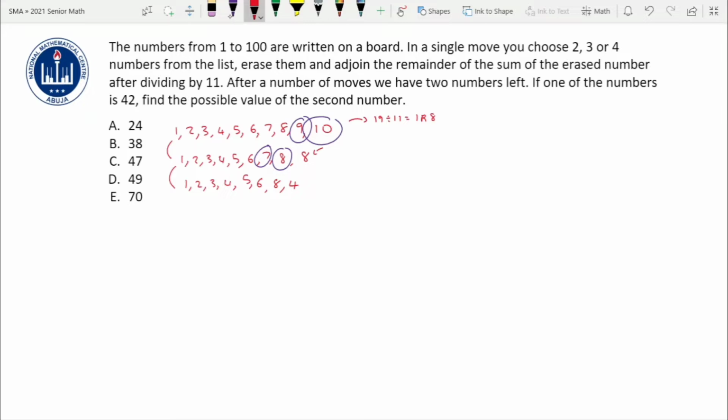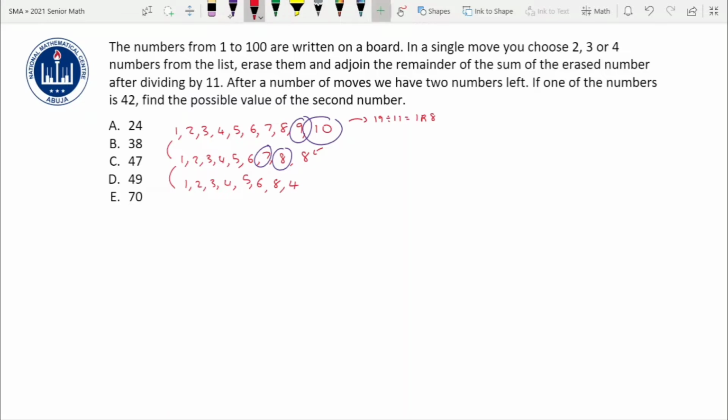We're asked to decide which of the numbers 24, 38, 47, 49, and 70 can be the second number. The idea behind solving this question is that the remainder when you divide the sum of all the numbers that you have by 11 is constant, regardless of the point you're at in solving the question.